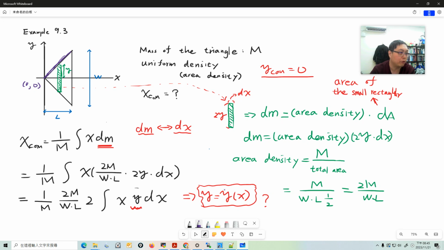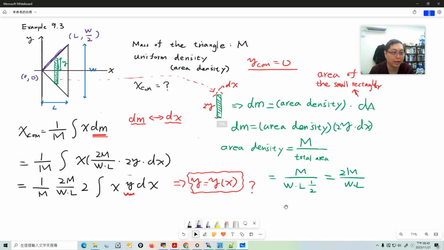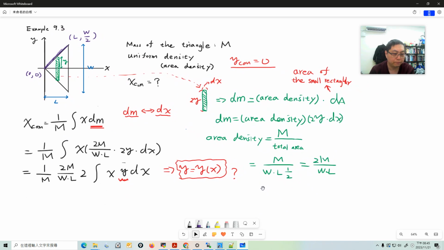Because we have the origin here, and this point here, what's the coordinate? It's L and W over 2. So if you have 2 points, you can find the equation of the line, right? I believe it's very basic high school mathematics. So start from the very beginning. Let's assume this equation y is equal to mx plus b. That's the high school mathematics.